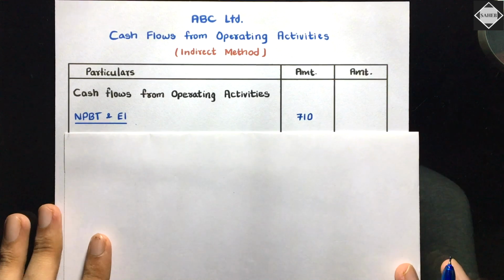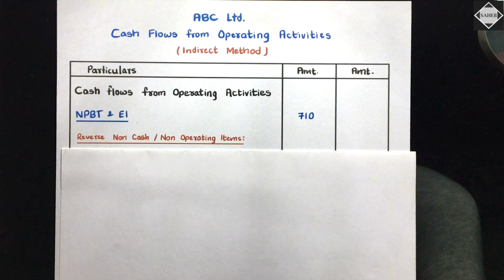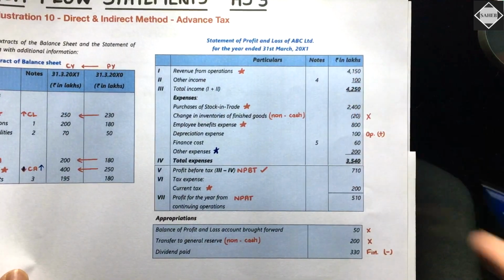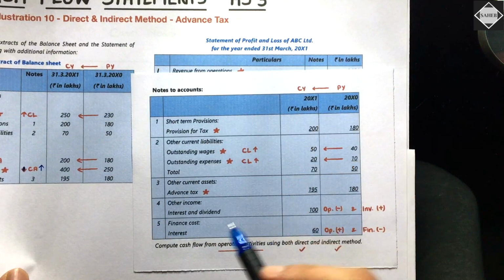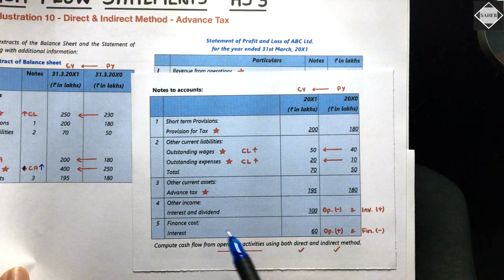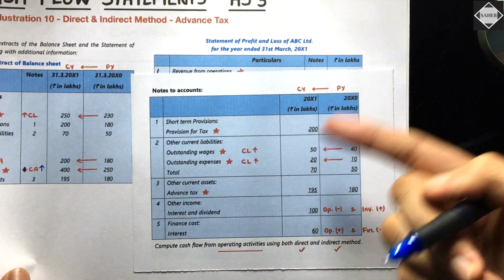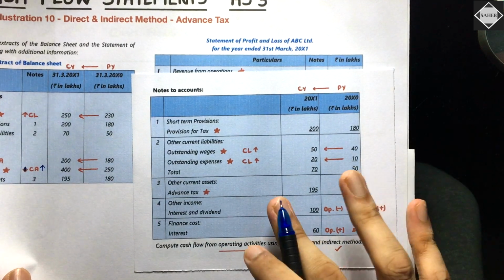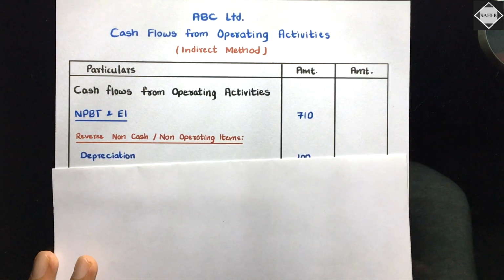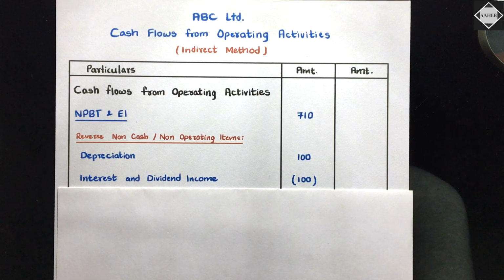Then you all know we reverse non-cash and non-operating items. Now what are non-cash and non-operating items in this question? In other income, note number 4, we had interest and dividend income. This is non-operating income which has been credited to P&L, added to P&L. We have to reverse it. We have to subtract this. Subtract 100. So interest and dividend income we have to subtract. Is it clear?